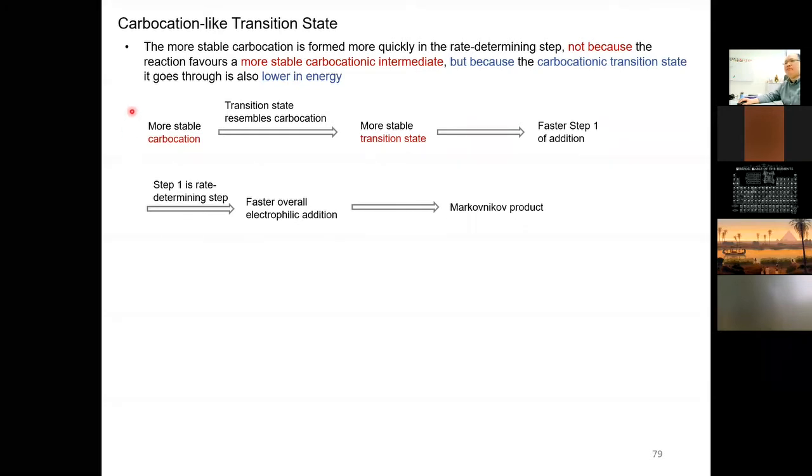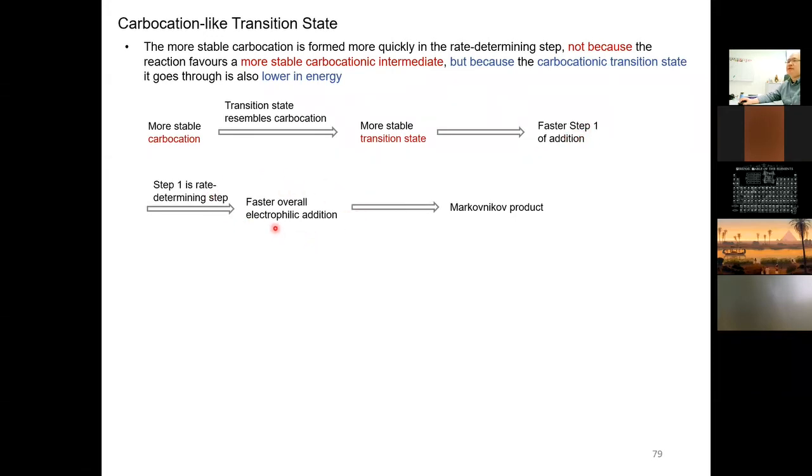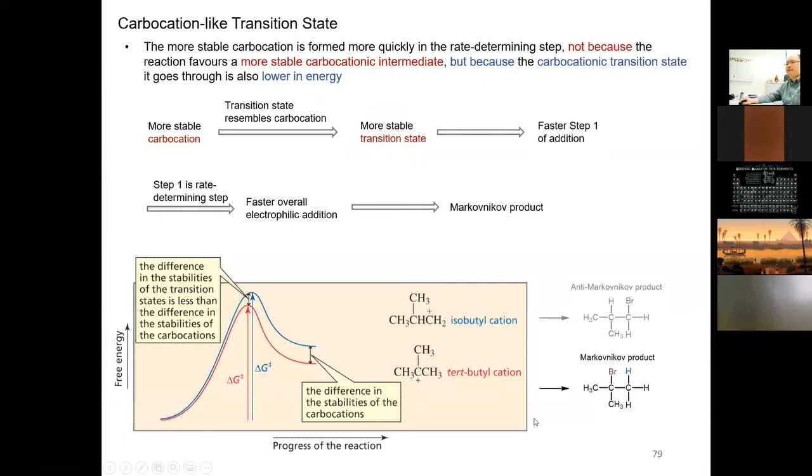All right, so we have a more stable carbocation, and because of the Hammond postulate the transition state resembles the carbocation since the energies are close, so we have a more stable transition state. Because of the more stable transition state, the Markovnikov pathway has a lower activation energy, and because step 1, generating the carbocation, is the rate determining step, the overall electrophilic addition is faster following the Markovnikov pathway, which eventually gives the Markovnikov product. And this is the explanation we go through.